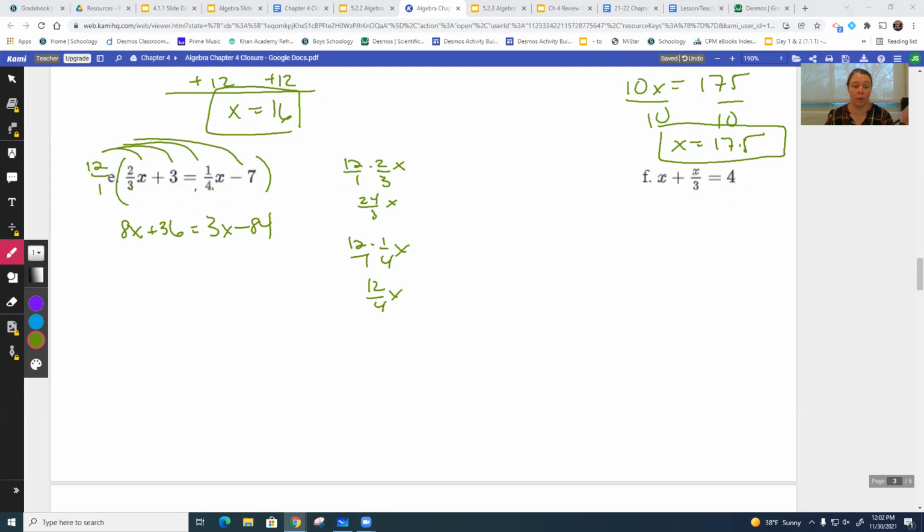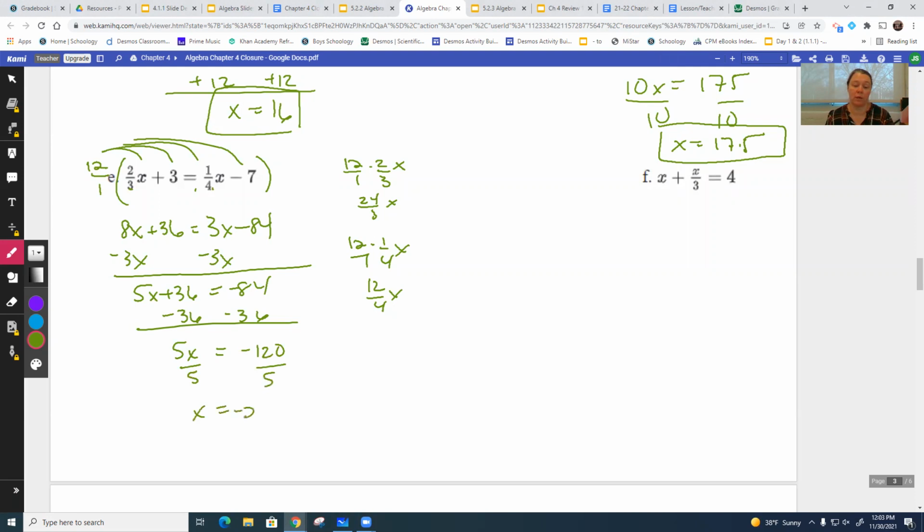So we're going to, let's see, I think I'm going to move this over here. 5x plus 36 equals negative 84. I'm going to subtract 36. So I have 5x equals negative 120. I'm going to divide both sides by 5. So x is negative 24.